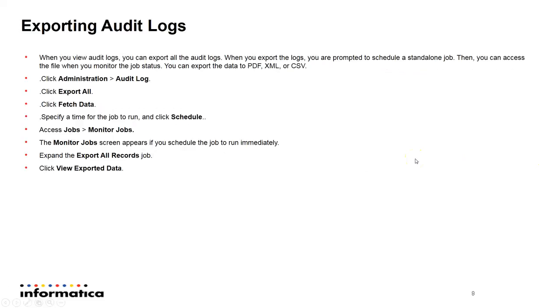So once we are done with this, we can also view the logs in the ILM WebBI, or we can also export these logs into external CSV or XML files. If you want to do that, we need to just go to the administration and audit logs. There we can click on export all. In the export all, it will give us the options like what type of export you want, like XML, CSV, and once we select this, it will schedule one standalone job.